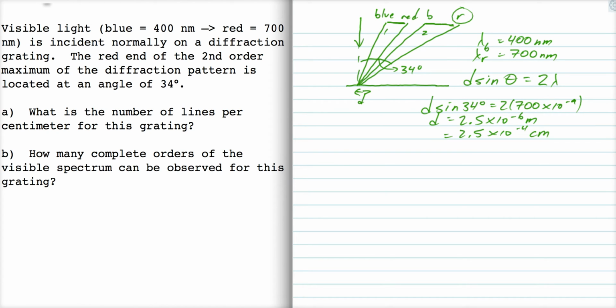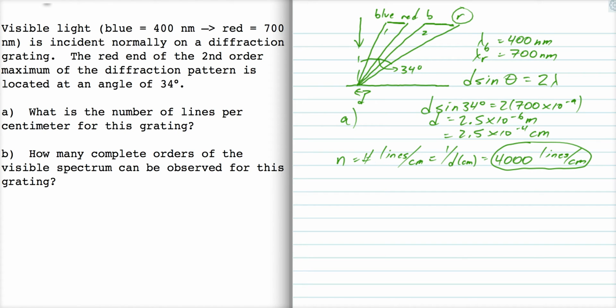Now if I want the line density, n, the number of lines per centimeter, that's just 1 over d in centimeters. So that's 4,000. Okay, so there's part 1, or part A of this.